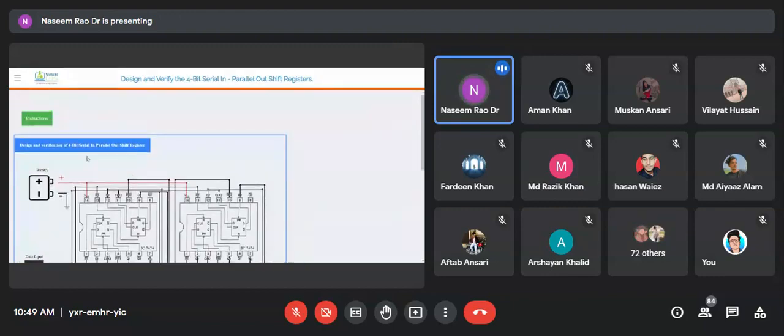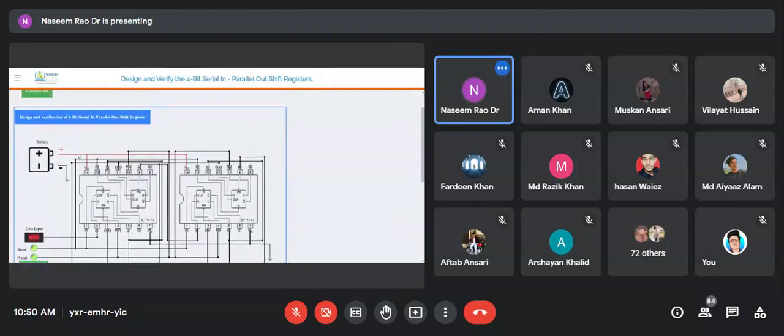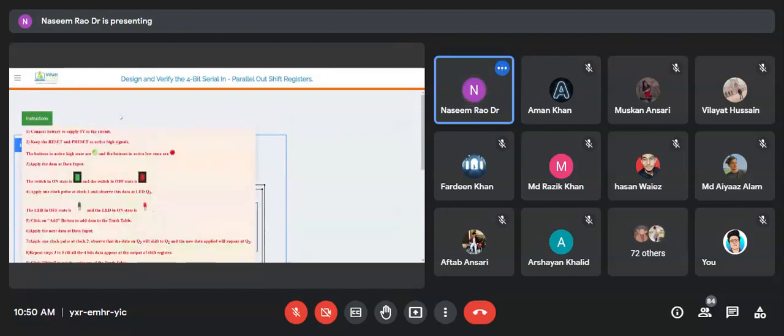These are the instructions, so read them carefully. Connect the battery to supply 5 volts to the circuit and keep reset and preset in the active high state. The button in the active high state is green, and the button in the active low state is red. Apply data at the input with the switch on or off, and apply the clock pulse at clock 1. The data appears at LED Q3.